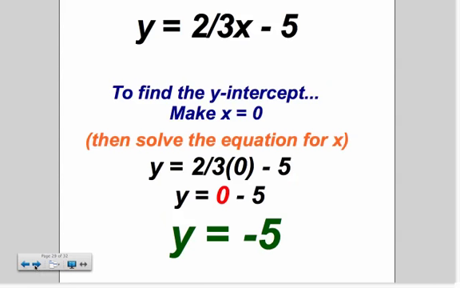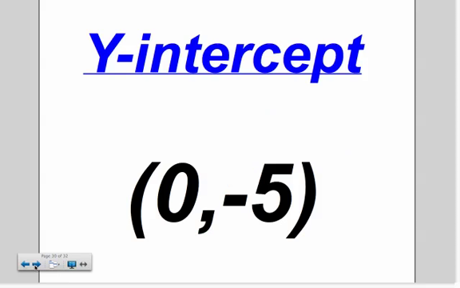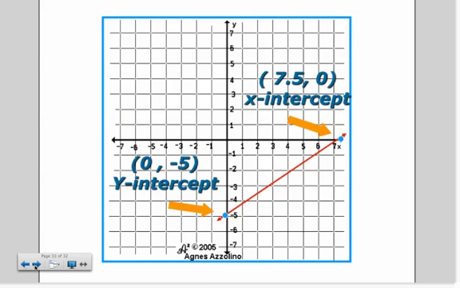To find my y-intercept, I make x equal to 0, so 2/3 times 0 is 0, and then 0 minus 5 is negative 5. I also hope you realize that finding the y-intercept is a little bit easier than finding the x-intercept. So my y-intercept is (0, negative 5). Then I plot both of my points, and this is what I have now: my x-intercept being (7.5, 0), and my y-intercept being (0, negative 5).